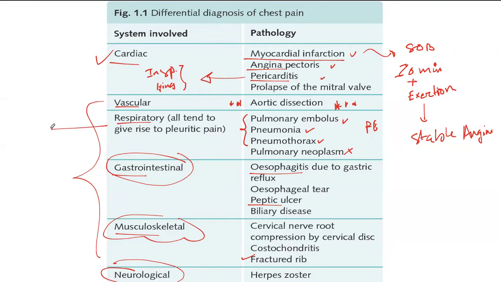Respiratory causes, the most important thing is if you get a patient with pleuritic chest pain. So what do you mean by pleuritic chest pain, guys? Pleuritic chest pain is that pain that gets worse with inspiration or deep breathing. So with deep breath or inspiration, if a pain gets worse, that's pleuritic chest pain. And pleuritic chest pain, all of this, pulmonary embolism, pneumonia, pneumothorax, all of them will have pleuritic chest pain. So that's the most important thing that you will look at when you are reading the question.